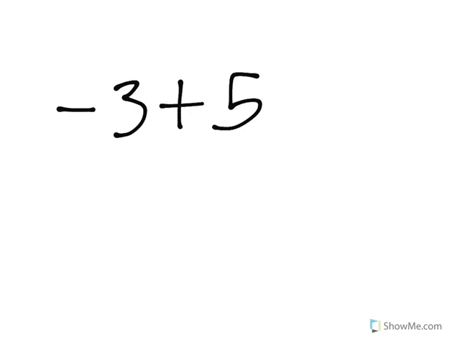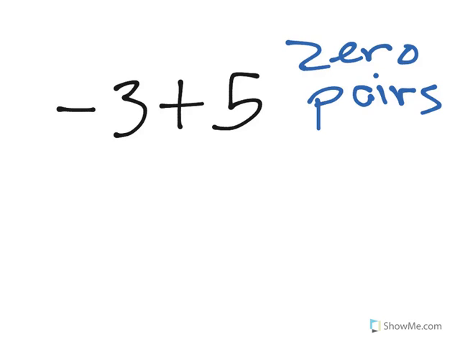So one way that we discussed in class to possibly add these is through what we call zero pairs. Okay, zero pairs. Now the way zero pairs work is the following. First you have to look at your problem and understand how many negatives and how many positives you have. Okay, so looking at the first number, we have 3 negatives.